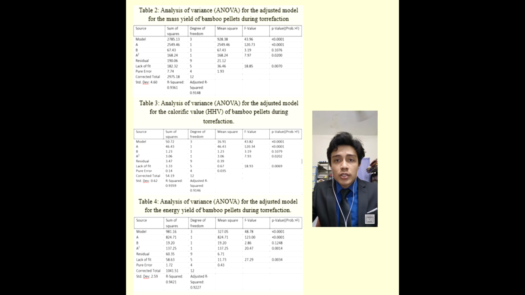Next is the model acceptability. It can be checked by the lack of fit check. There are chances of 0.7%, 0.69%, and 0.34% respectively for the mass yield, HHV, and the energy yield models of torrefied bamboo pellets that the lack of fit value could occur due to noise.